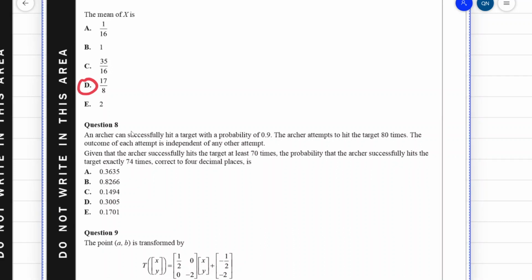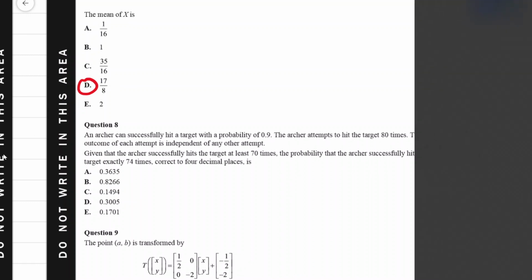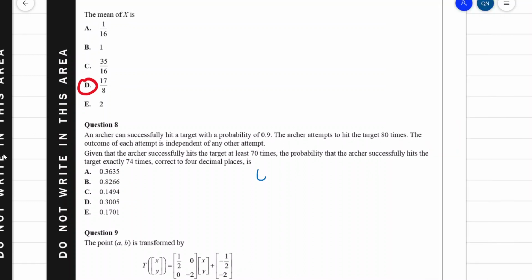So first of all, let's set up our binomial random variable. We are going to let X be binomial with 80 trials and a success probability of 0.9. My handwriting is horribly bad. So Bi, and then 80, 0.9. So this is going to count the number of times that the archer hits the target. And what we want to do is find the probability the archer hits the target exactly 74 times.